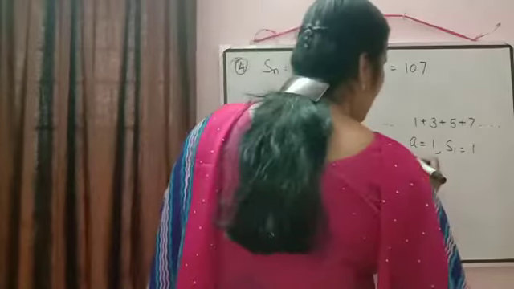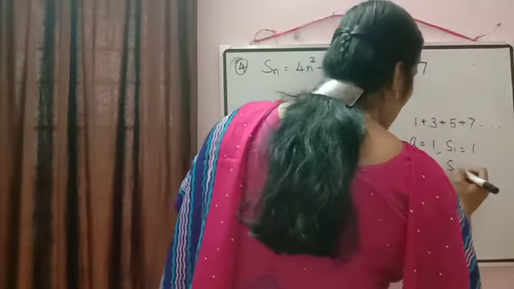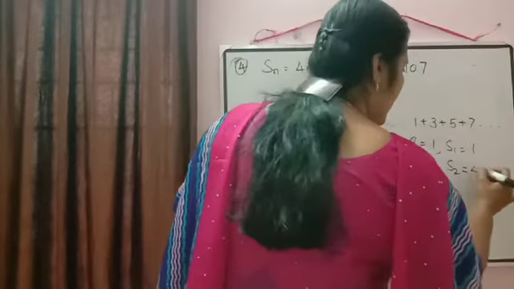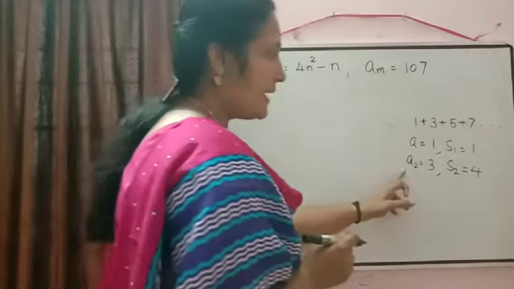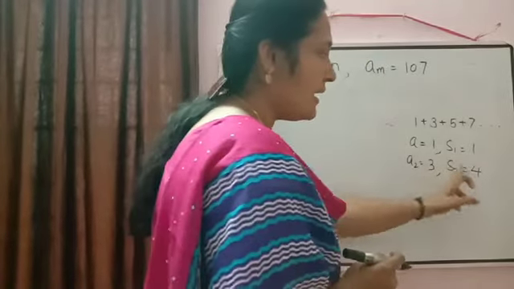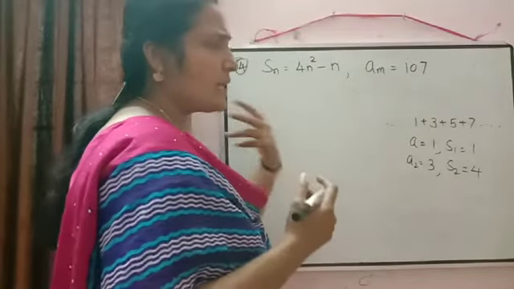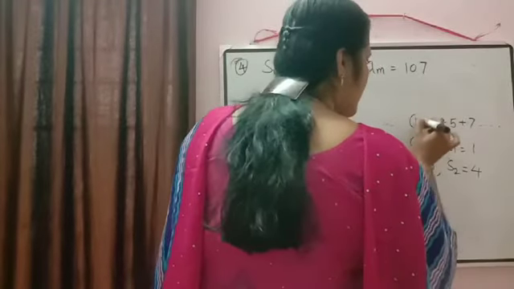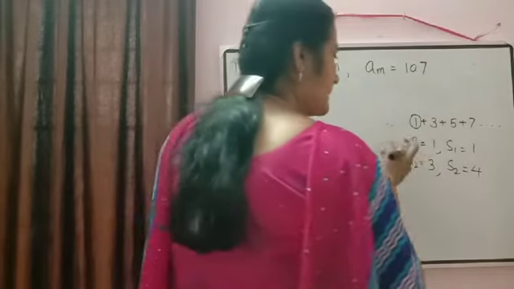Now, what is the second term of the AP? 3. And what is the sum of two terms of the AP? 1 plus 3, 4. So, just check, these two are not equal there. a2 and S2, they are different there. Okay. So if S2 is given, how we can calculate the second term there? So just check, sum of first term will be equal to same as the first term.